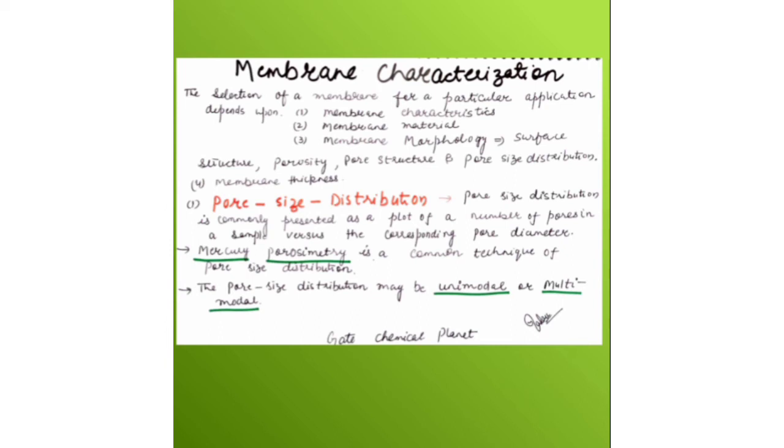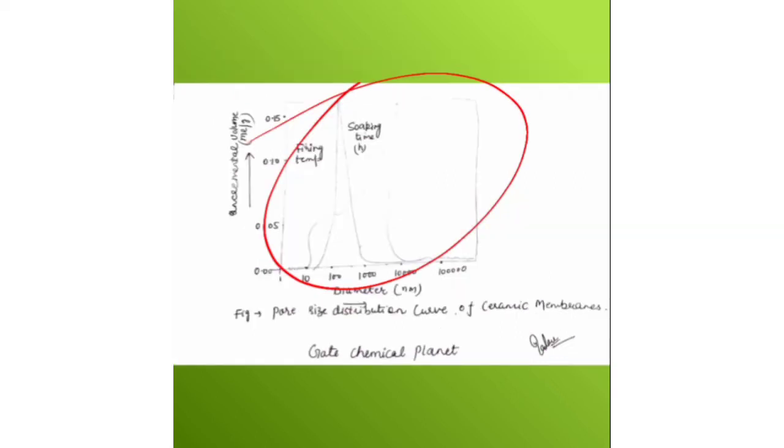Mercury porosimetry is a common technique of pore size distribution. So remember this technique. It may be asked in exams: mercury porosimetry is a common technique of pore size distribution. Okay, and the pore size distribution may be unimodal or multimodal. So I think pore size distribution is clear.